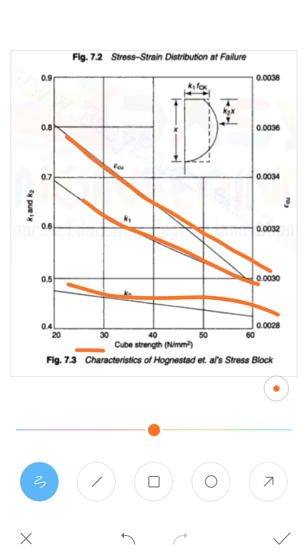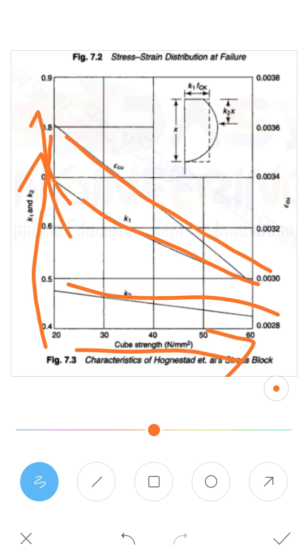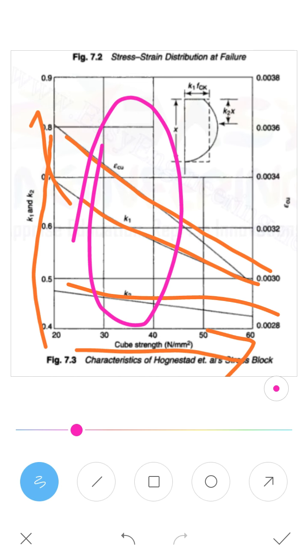With respect to the characteristic cube strength of the concrete and the characteristic ratios, you have to see the values of K1 and K2. This value has to be seen, and like this you have to check the values. While solving the problem, I will tell you how to find K1, K2 and epsilon cu with respect to cube strength and the characteristic ratios.